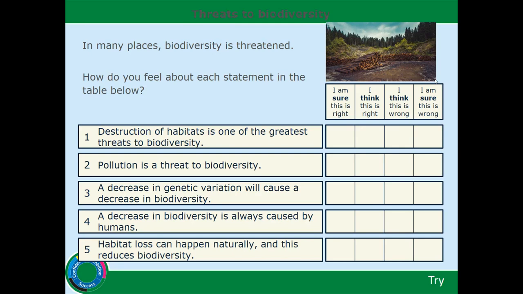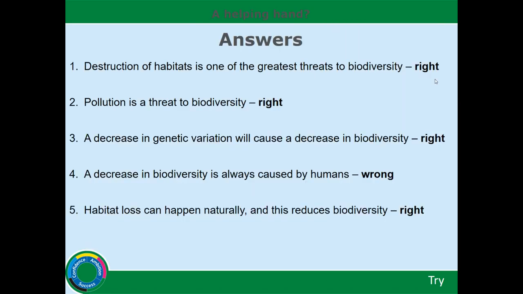Of course, all of them are correct except number 4, where it says a decrease in biodiversity is always caused by humans. No, there are several other causes that can decrease biodiversity. And remember last lesson when we talked about deforestation, we discussed that some forest fires can start by lightning. So be aware of that.